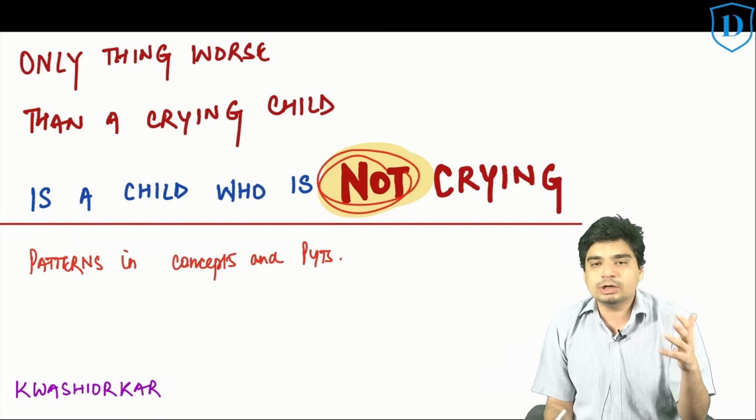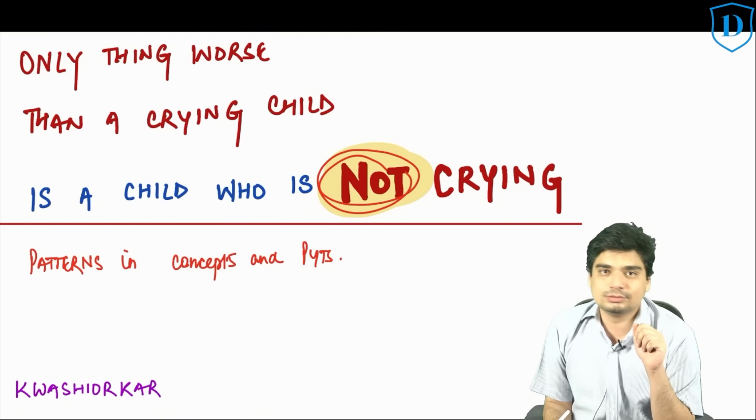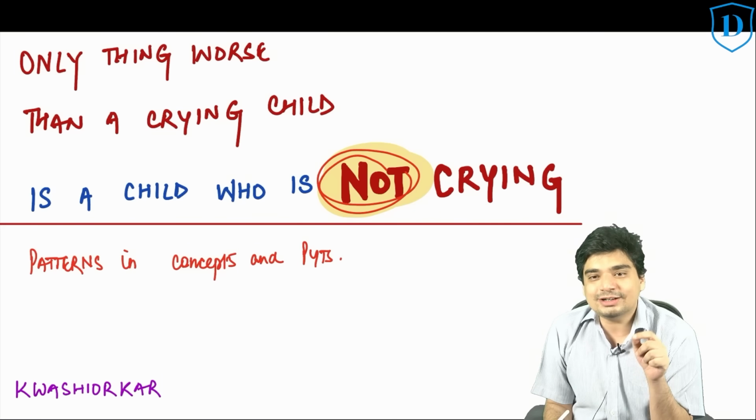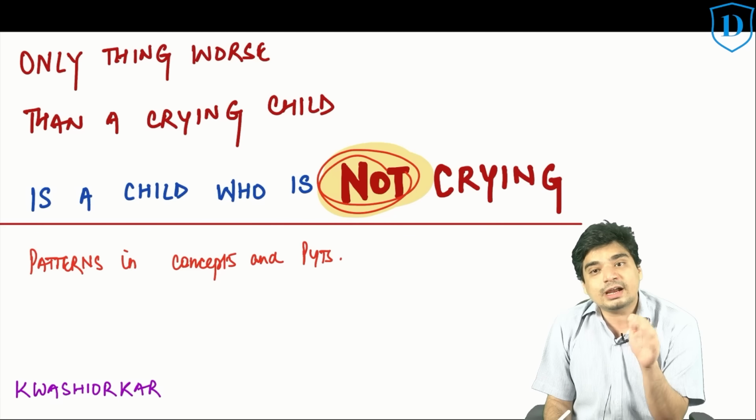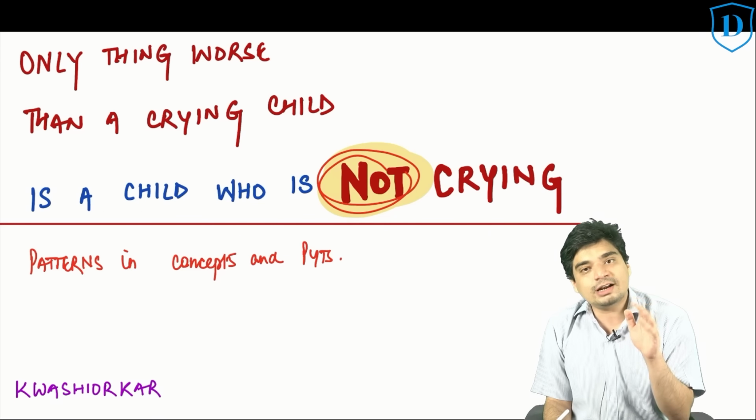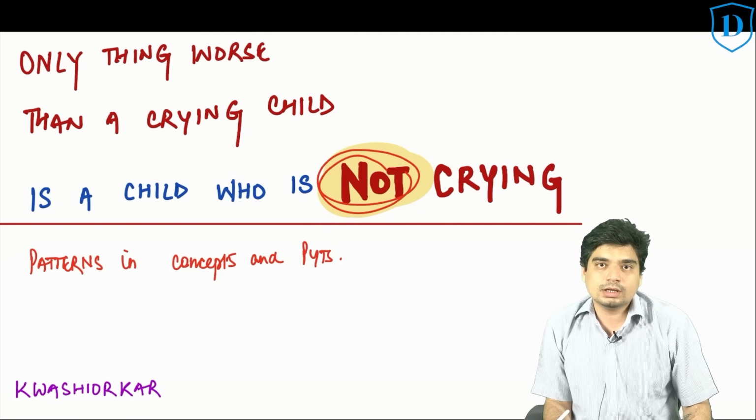See, when a child has come to an emergency, he's cranky, he's irritable, he's crying. At least you know he's alive. If a child is not crying and has come to you in emergency, there's a good possibility the child is already dead or on the verge of dying.